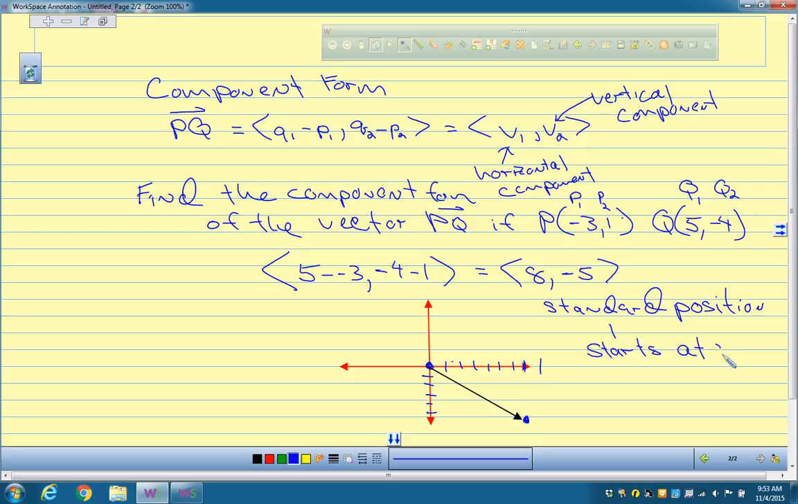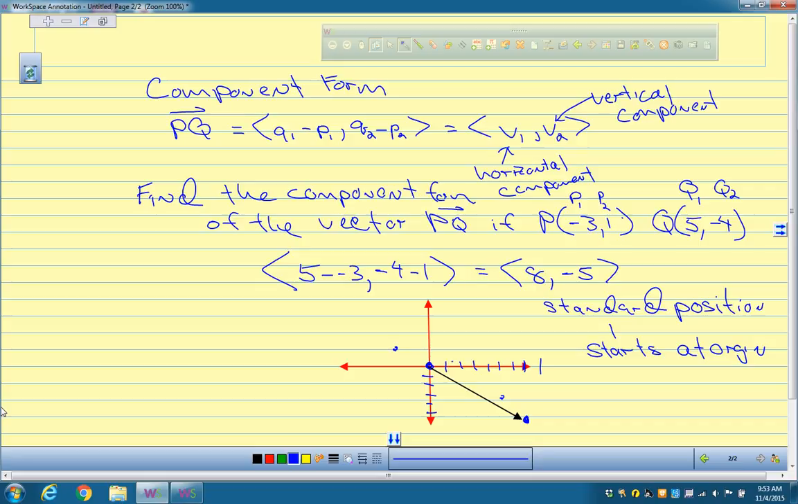Starts at origin at 0, 0. Okay? I could also graph this vector going from the point negative 3, 1 to the point 5, negative 4, right? And it should be parallel to that vector, right? So I could go like that. Okay?